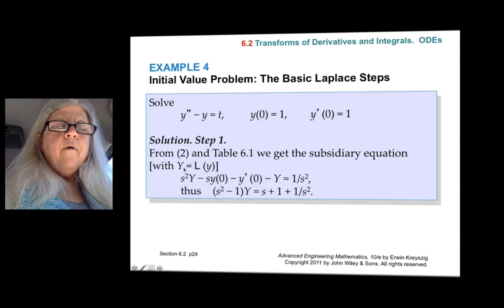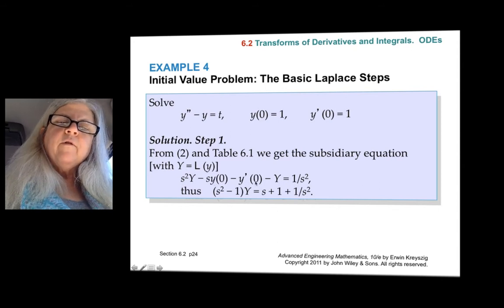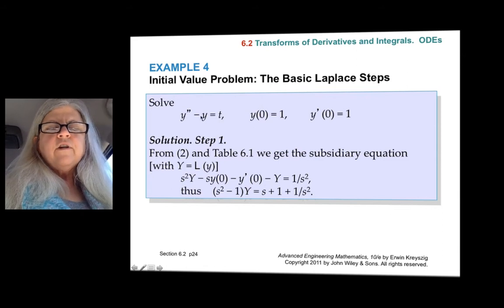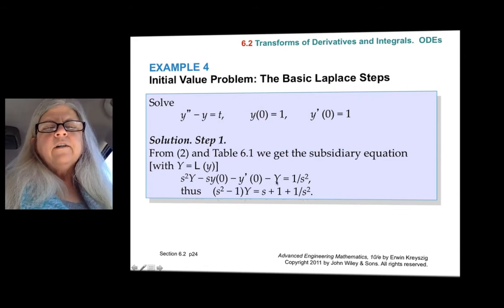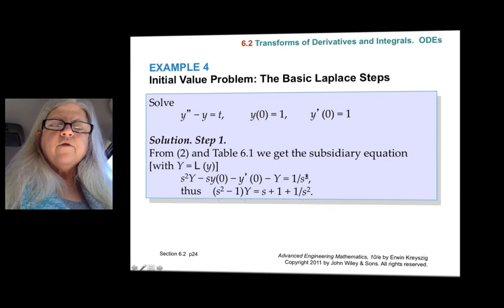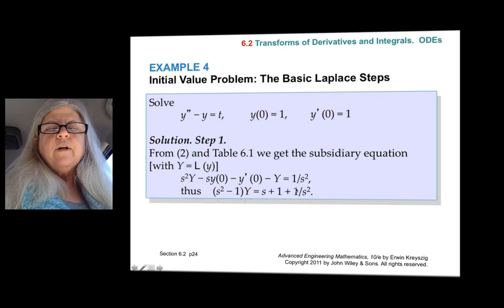So the first term will give me s squared Y minus s y at 0 minus y prime at 0. The second term just gives me the transform of y. The t ramp function transforms into 1 over s squared. So now we're going to follow the steps. So we will substitute for y at 0 and y prime of 0 with the constants 1 and 1 respectively. We'll collect like terms for Y, and that'll give us this equation.